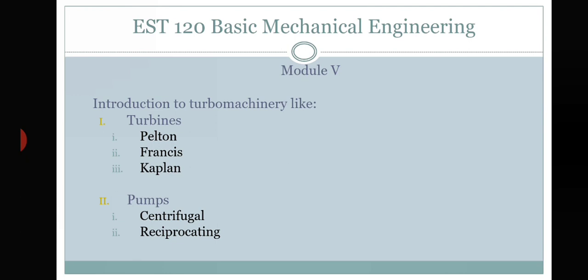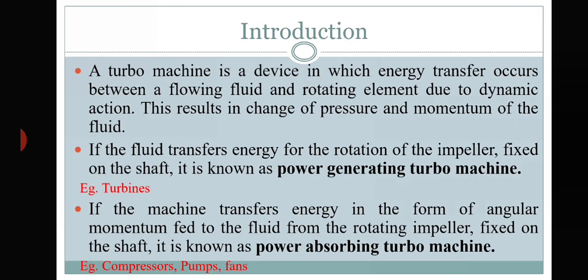So what actually is a turbo machine? A turbo machine is a device that does energy transfer between a flowing fluid and a rotating element. The rotating element is commonly called a rotor, and this imparts some change in pressure or momentum to the fluid. In that context, turbo machines can be of two types.